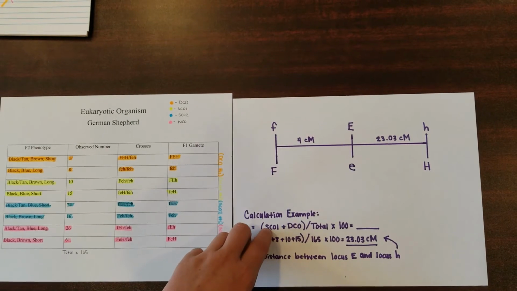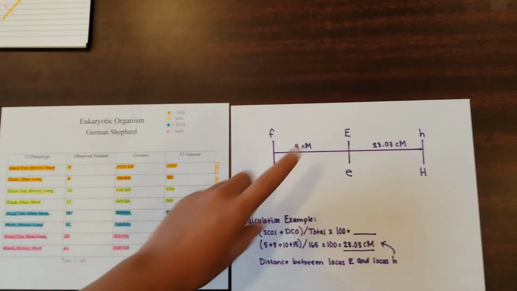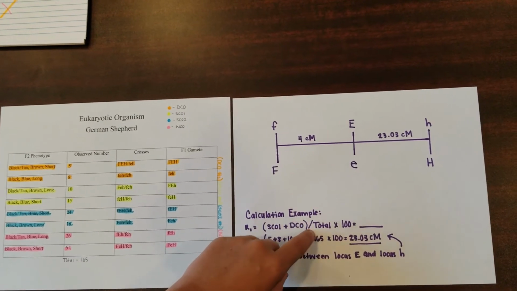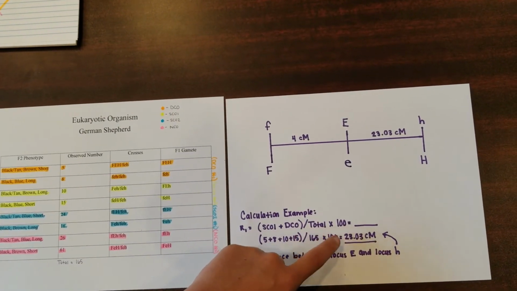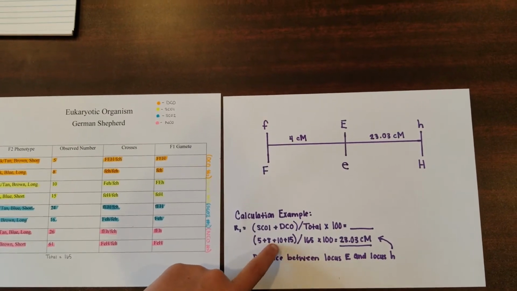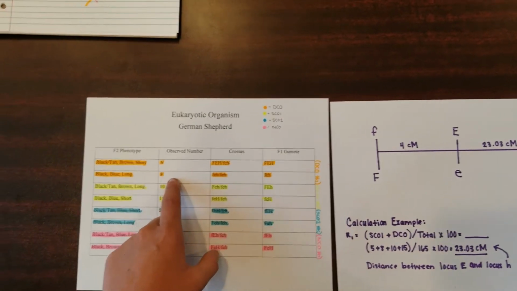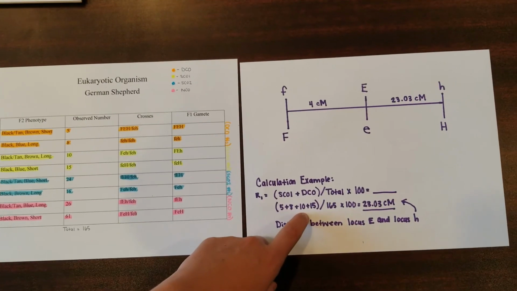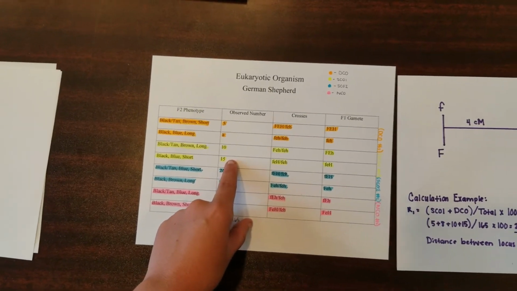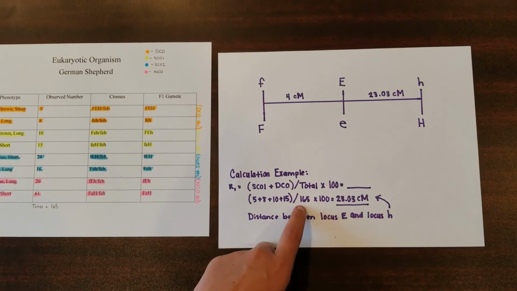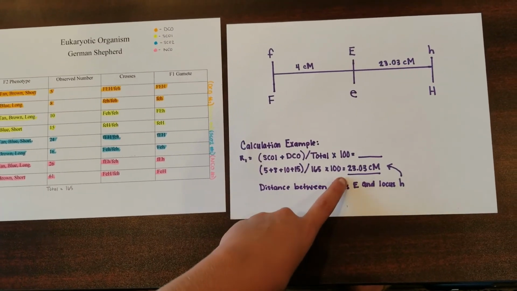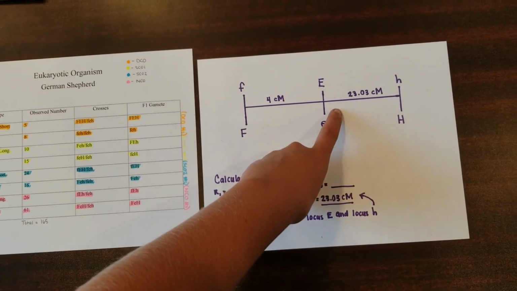To get to this number, you're going to do SCO1 plus DCOs divided by the total number times 100. So we did 5 plus 8 for the DCOs. Then we did 10 plus 15 for the SCO1s. And then we divided that by the total amount and multiplied it by 100, and you got that number. That is where you got your value.